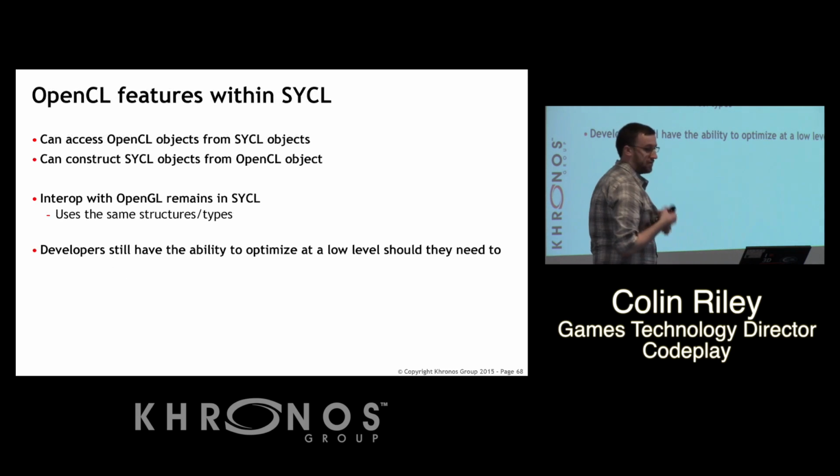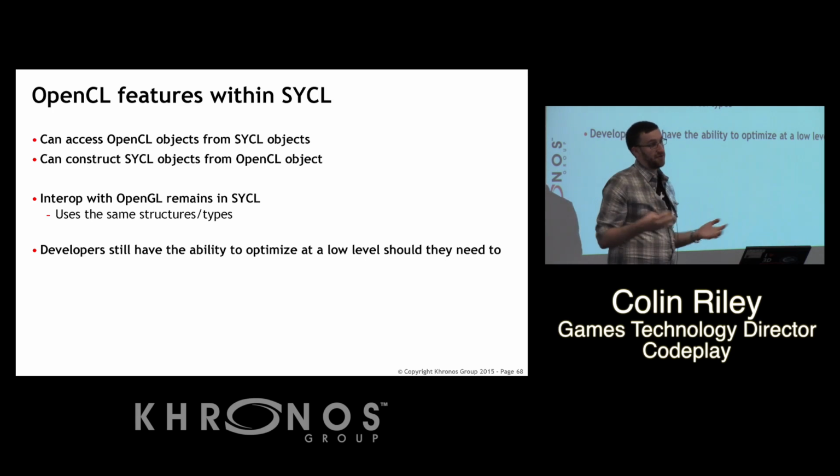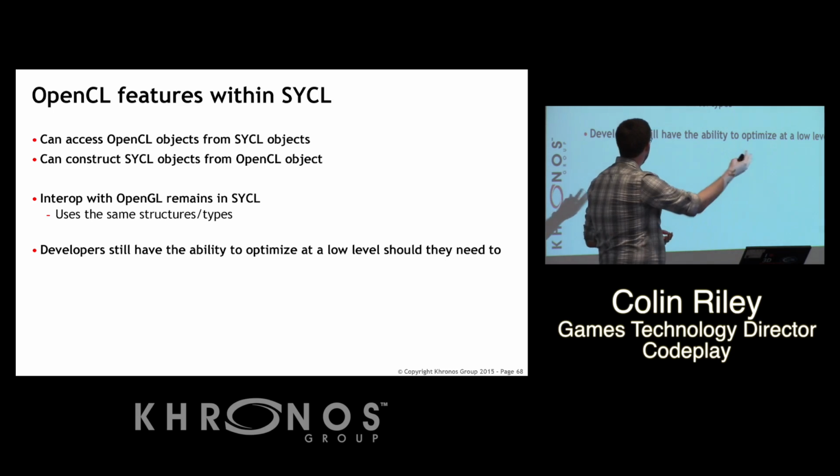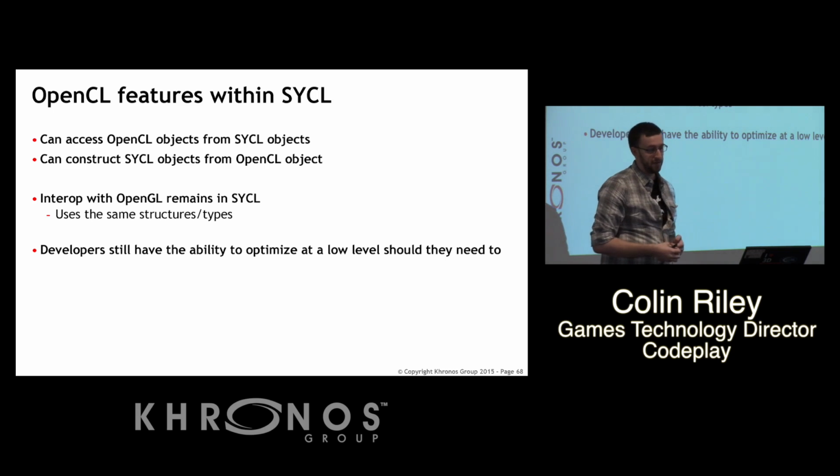But you can still get in there and optimize if you need to. SYCL does provide ways of, if you're a seasoned OpenCL programmer, going in there and optimizing the hot parts of the code. So you can access OpenCL objects from SYCL objects, and you can construct SYCL objects from OpenCL objects. So it doesn't stop you from also using OpenCL if you're using a library which uses OpenCL in its own. The interop with OpenGL remains, and if you're familiar with the types there, they're just the exact same. And so developers have the ability to optimize at a low level should they need to.